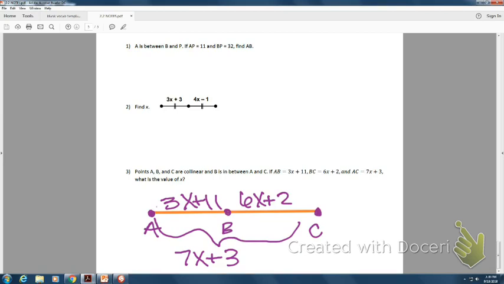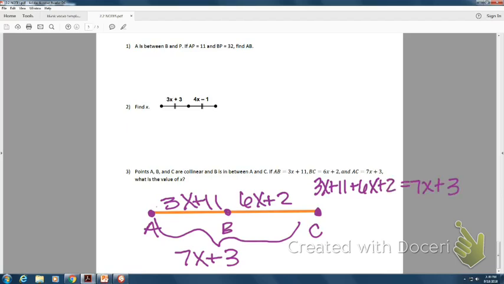Okay, how would you solve this problem? Peyton? I think you would add the A and B and then B and C and then equal it to 7x plus 3. Very good. Okay, so she is correct. You would add 3x plus 11 plus 6x plus 2 equals 7x plus 3, and you would solve.